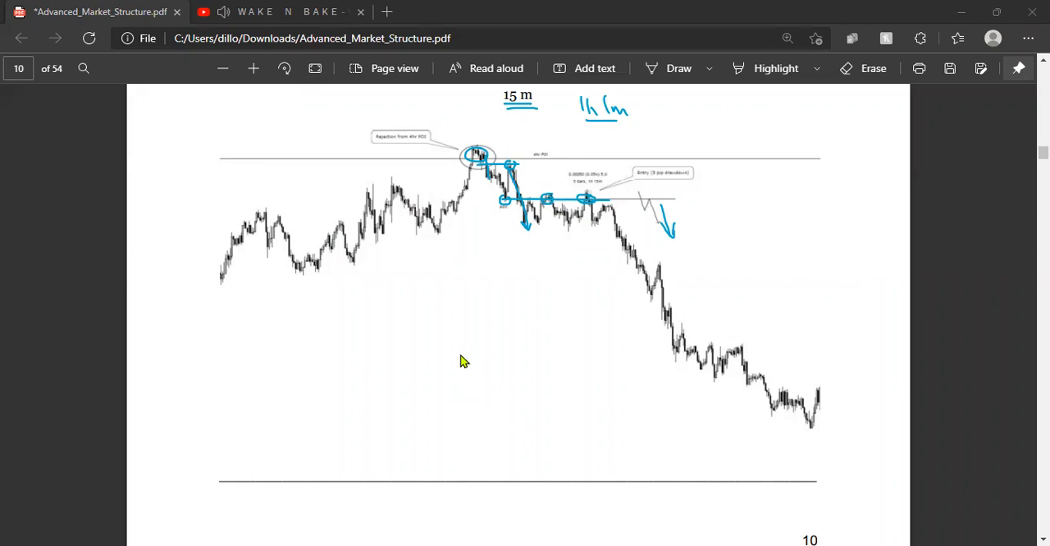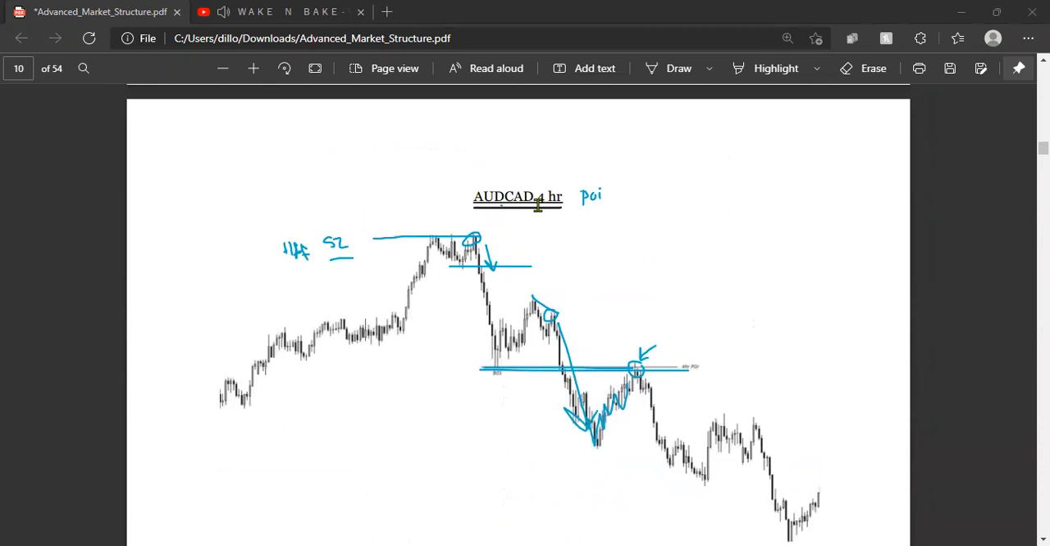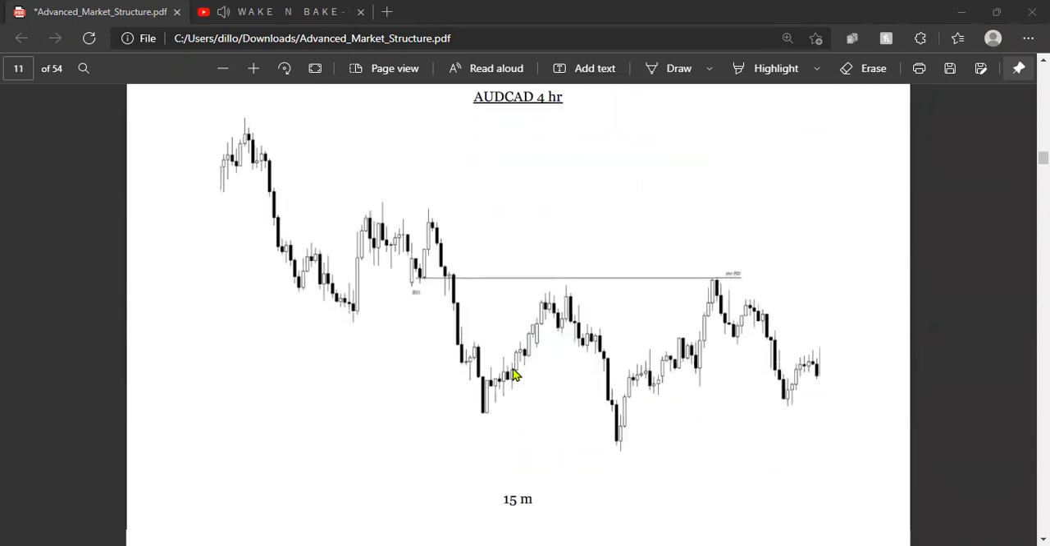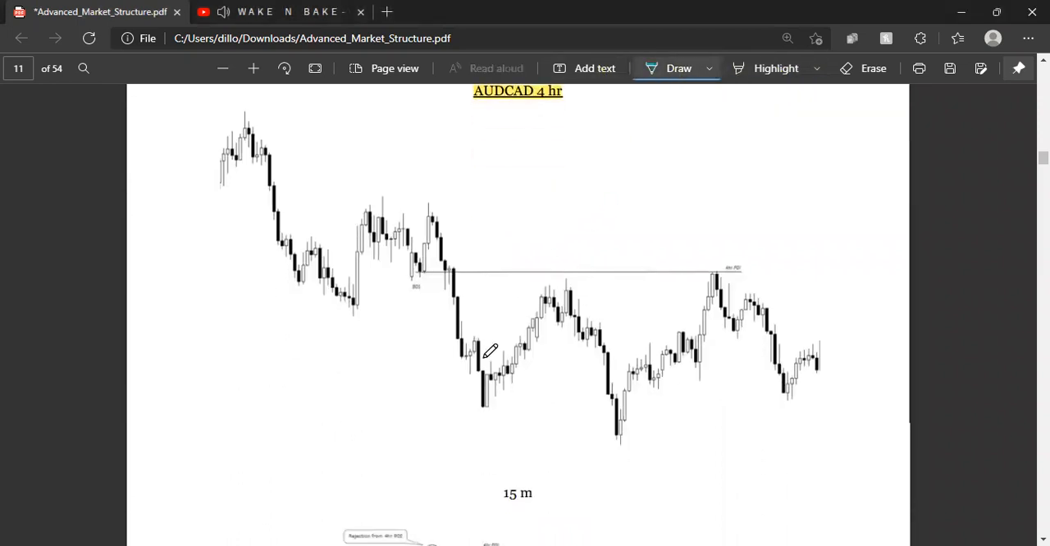We are back with video 4 in this advanced market structure PDF series. Let's see what example we got. We went over AUD CAD on the 4 hour, and we've got AUD CAD on the 4 hour again.